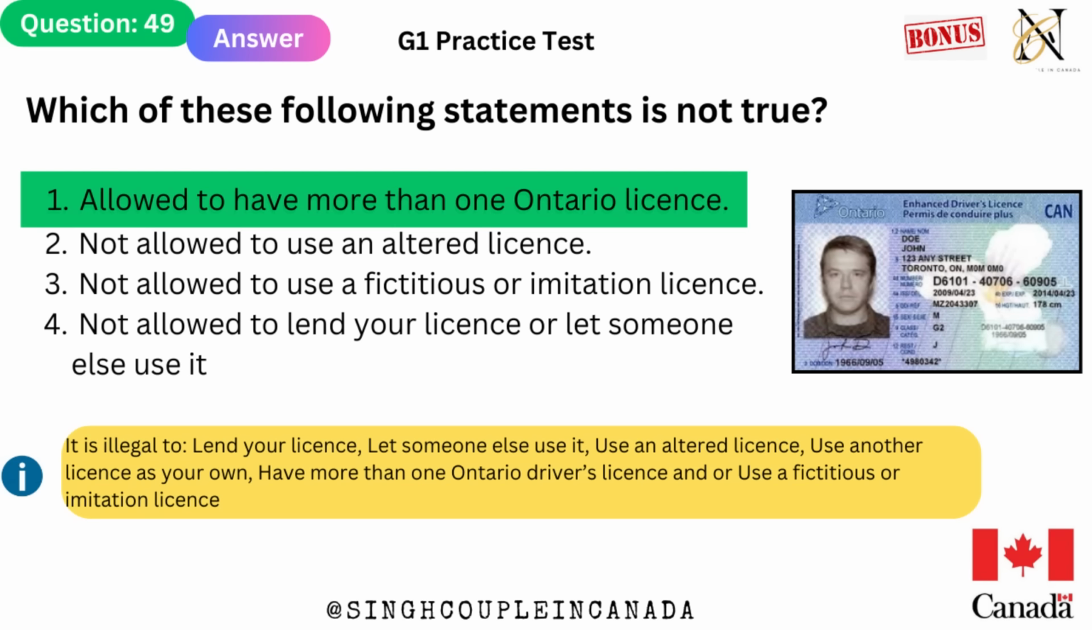It is illegal to lend your license, let someone else use it, use an altered license, use another license as your own, have more than one Ontario driver's license, and or use a fictitious or imitation license.